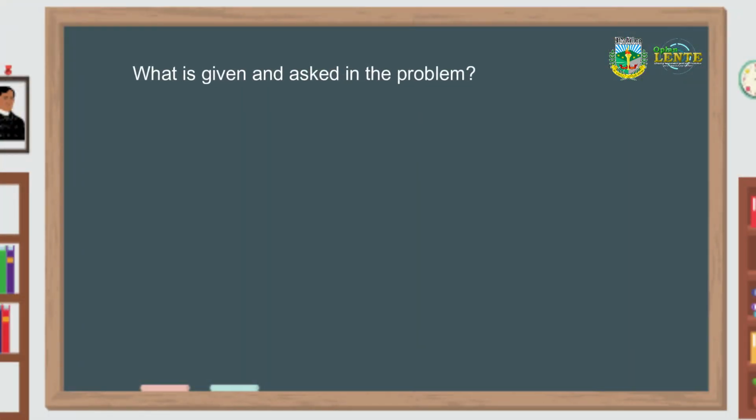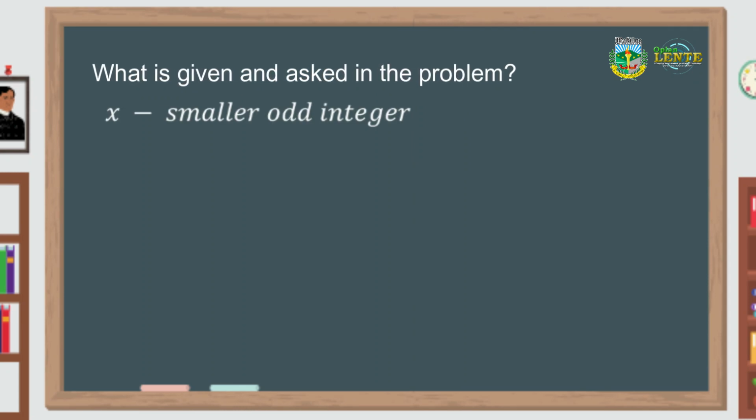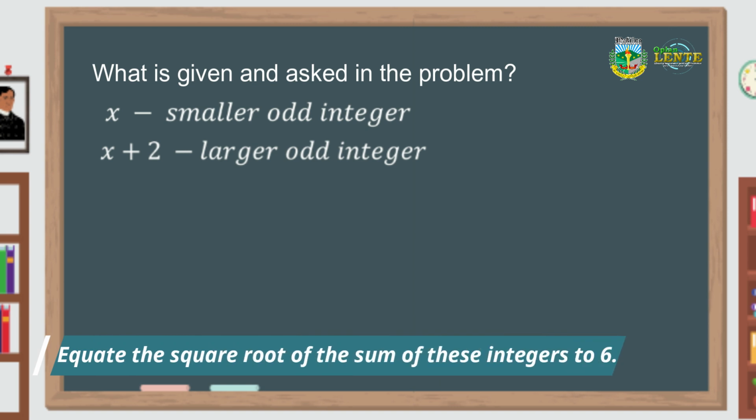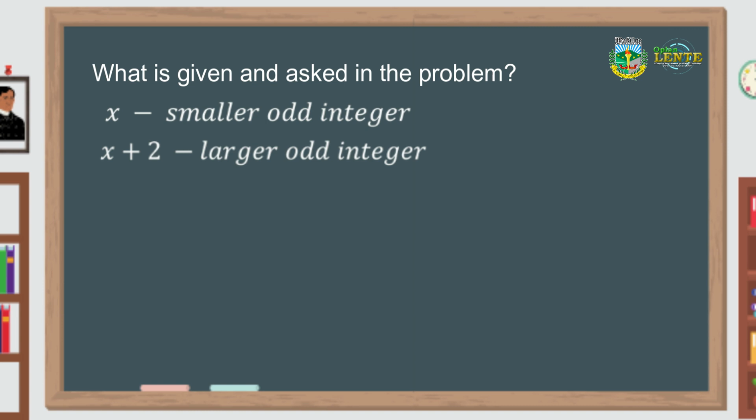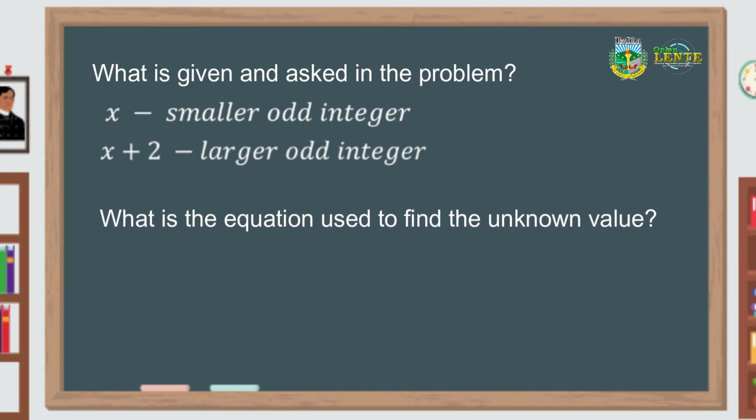Based on our problem, let x be the smaller odd integer, and x plus 2 be the larger odd integer. We will be solving for the value of the larger odd integer. In order to do this, we will equate the square root of the sum of these integers to 6. We can now write the equation based on the given. The equation form is the square root of x plus the quantity of x plus 2 is equal to 6.